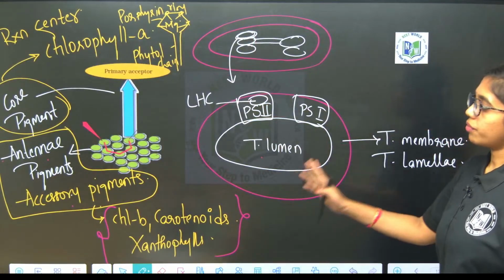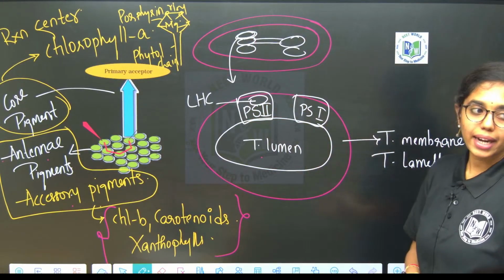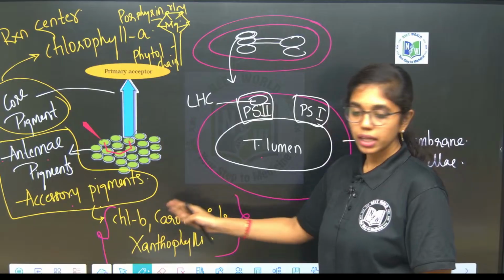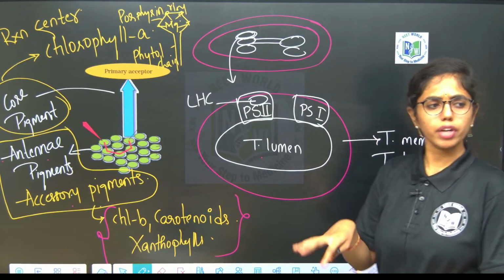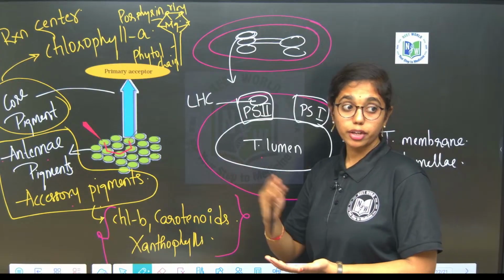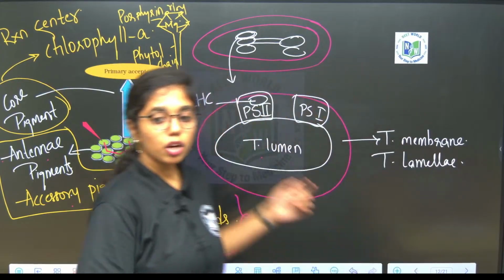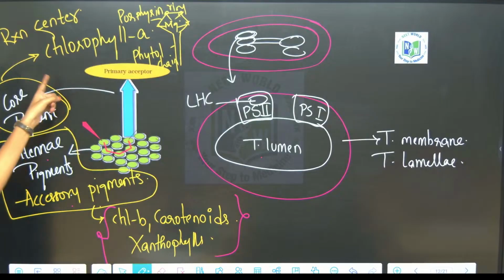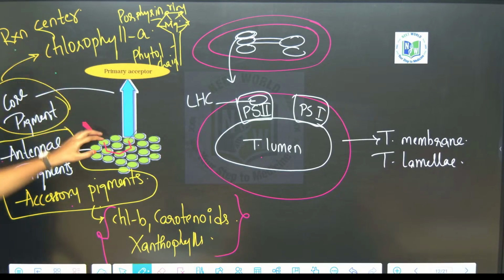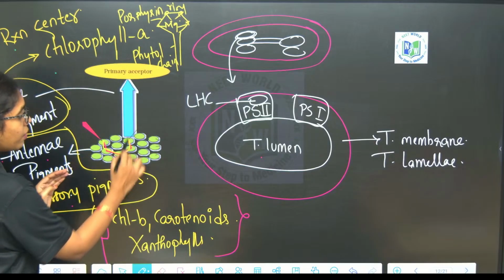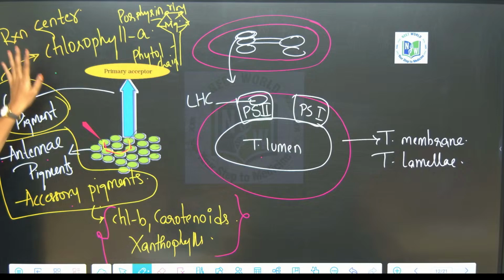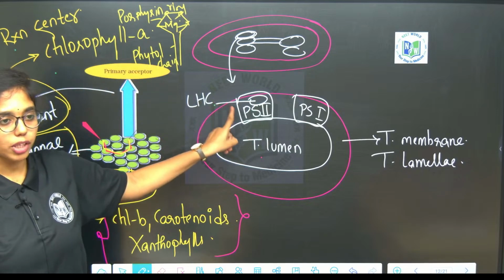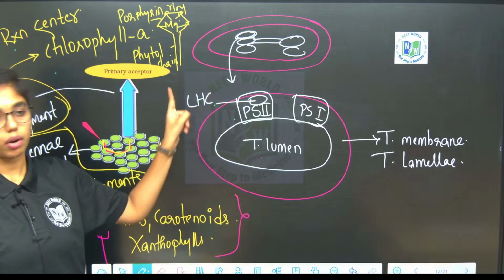Now, what are the accessory or antenna pigments? Chlorophyll B, carotenoids and xanthophylls, which absorb light at different wavelengths and submit it to what? The core pigment, chlorophyll A. The chief or core pigment is chlorophyll A, also called the reaction center. This is present in the light harvesting complex of the photosystem in the thylakoid membrane.